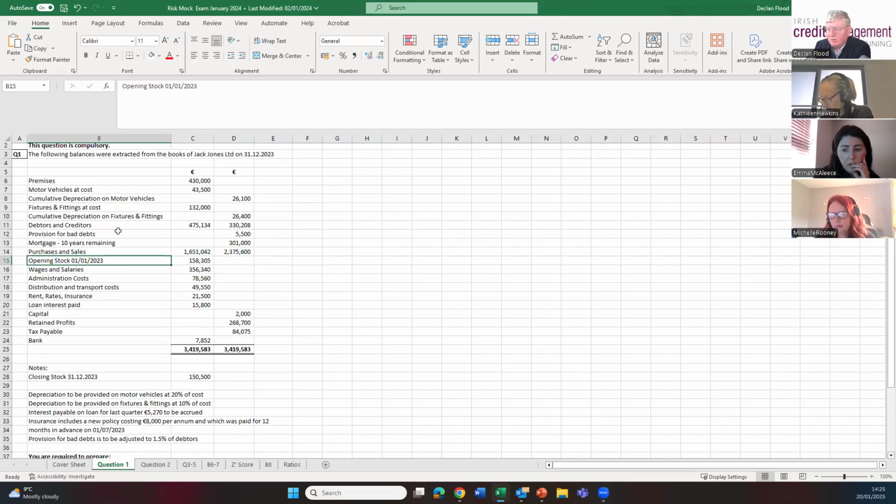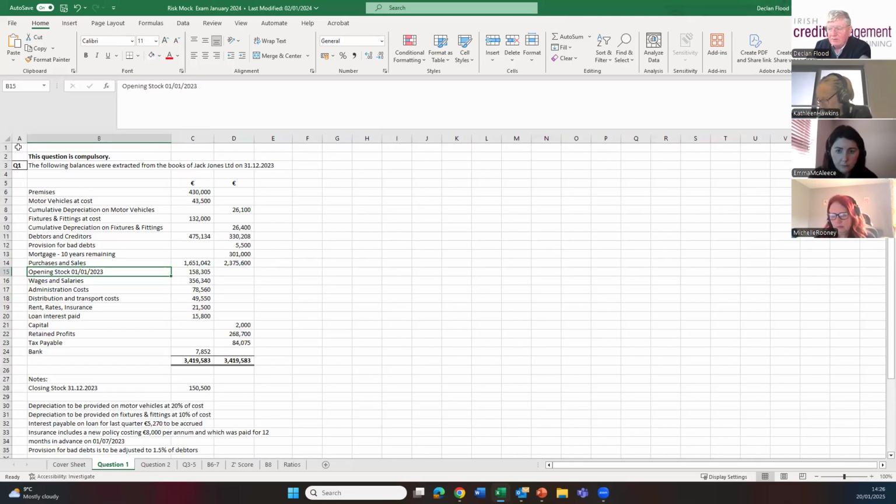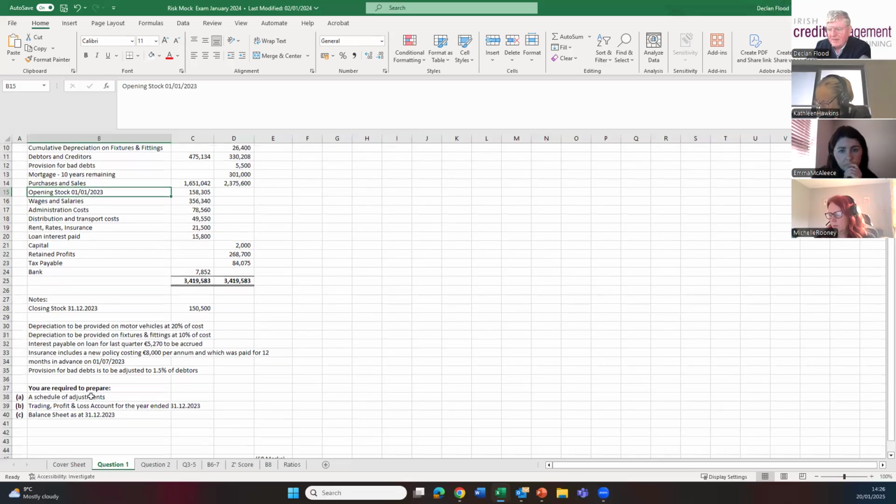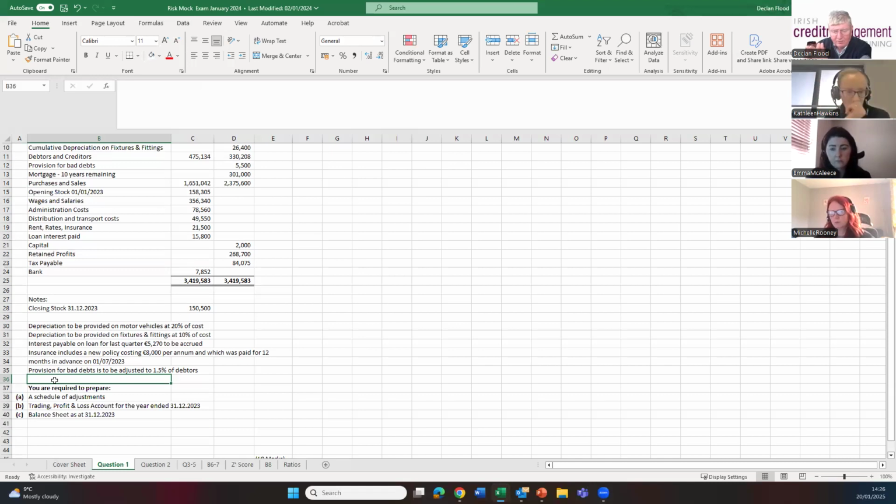So here is question one in the mock paper. And the one thing that we will advise you very carefully to do: you get all the data, so you get your details, the trial balance, you get your adjustments, and then on the bottom you get your instructions. So read the instructions very carefully, and that goes for all questions in risk and all questions in credit management. So read the question carefully and make sure that you understand what we are looking for. And there's no trick questions. We're not here to trip you up. We do ask the question.